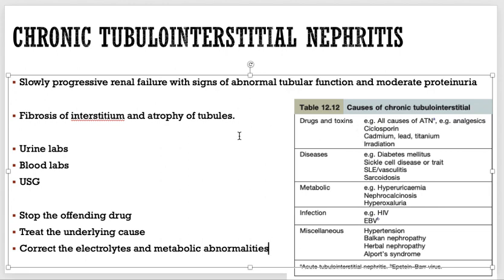So one is called aristolochic acid. There are many Chinese herbal medications which can cause this type of nephropathy or chronic interstitial nephritis. So this one is a drug, and it is used nowadays in many Western countries for slimming, for losing weight.